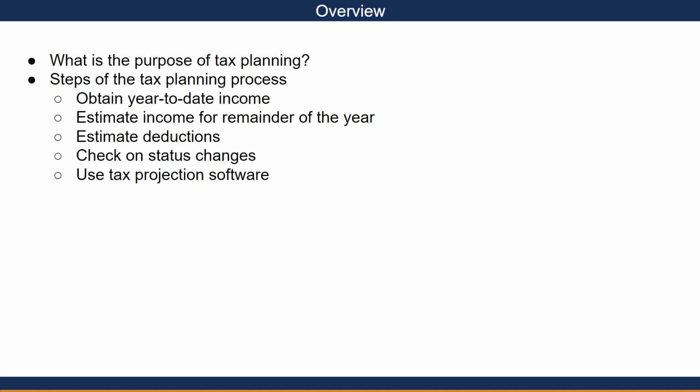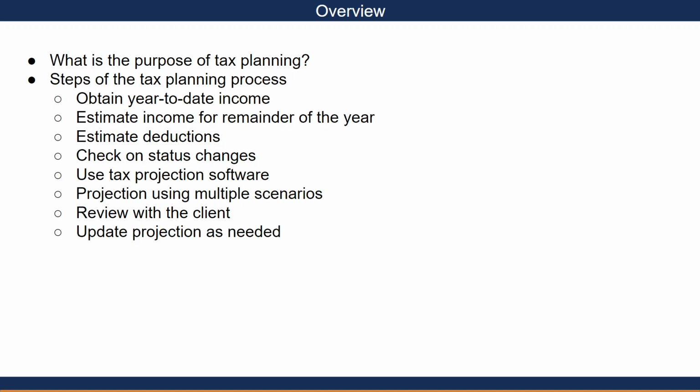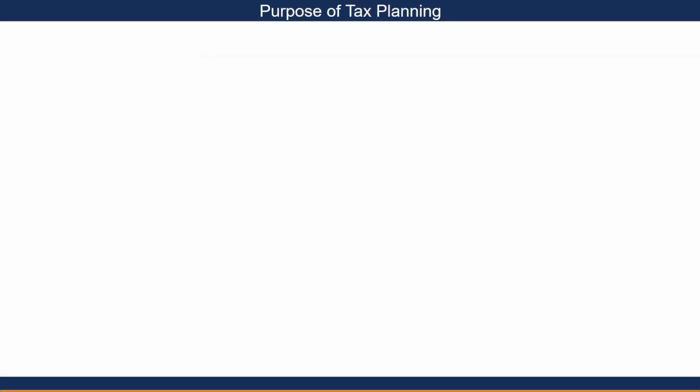We'll go through how we use our tax projection software to help us run these numbers. And then we do a projection using multiple scenarios. Then we review that projection with the client. We update that projection as needed, whether that's from talking with the client or if we get new information before the end of the year. And then we assist the client with making estimated tax payments. And so that's the overview. Those are all the things that we'll go through.